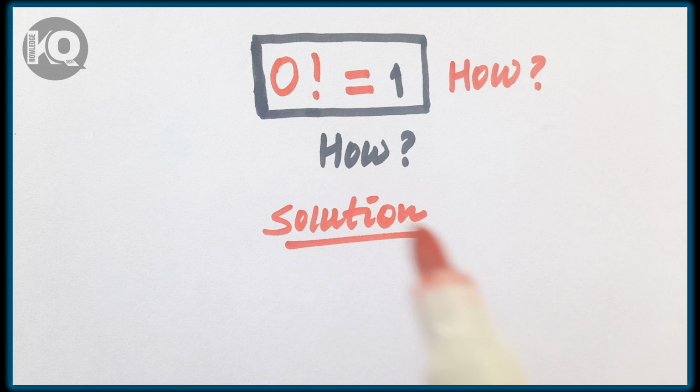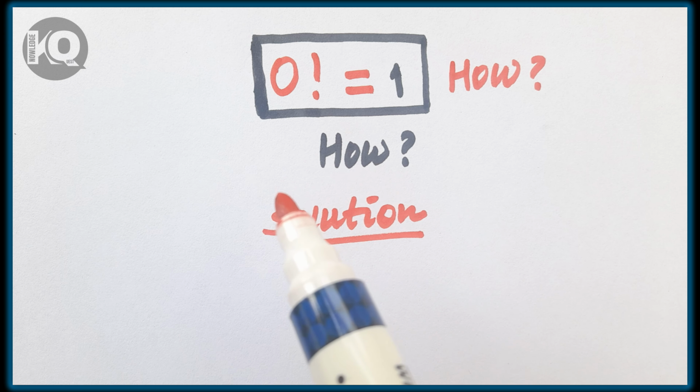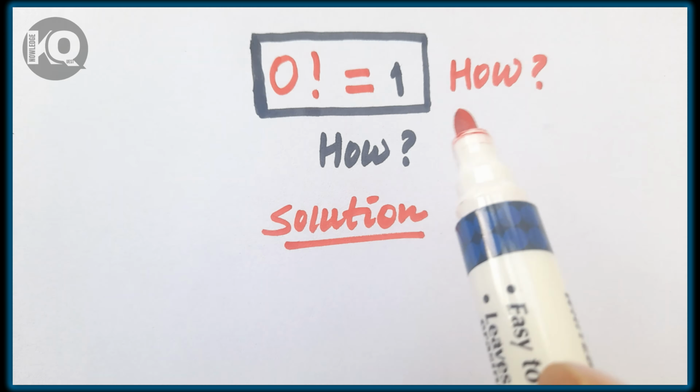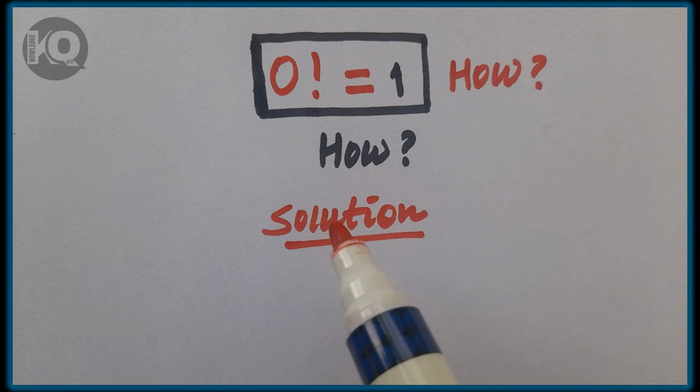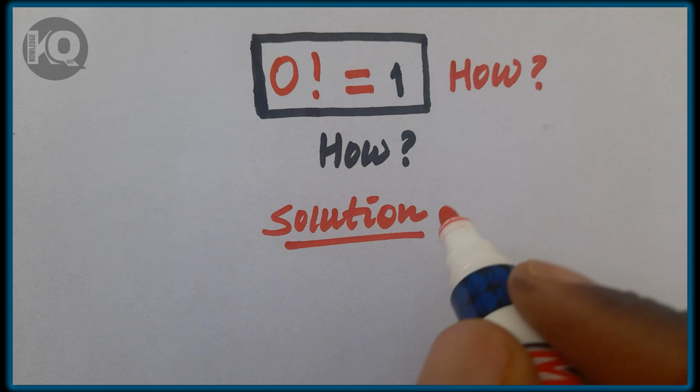Hello everyone, welcome to Solve This Problem: 0 factorial is equal to 1, but how? So let's go to the solution, or let's go to the explanation.